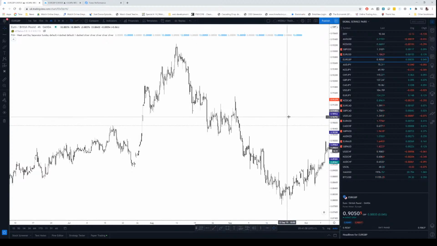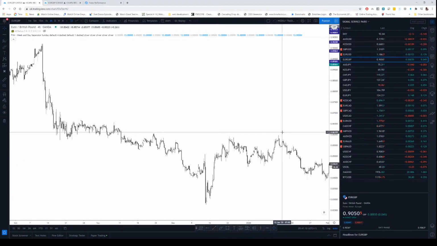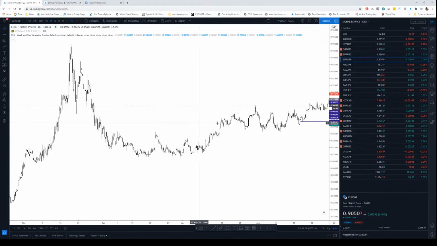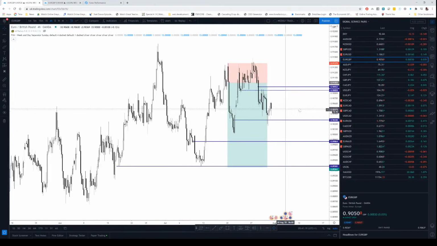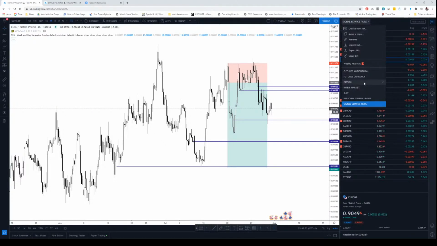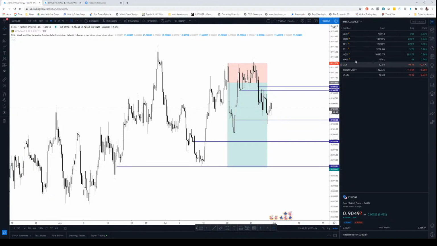We call it engineering of liquidity. So price went up there and it's setting the stage for the support and resistance traders to come in.